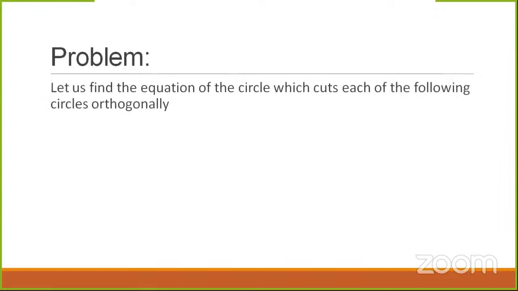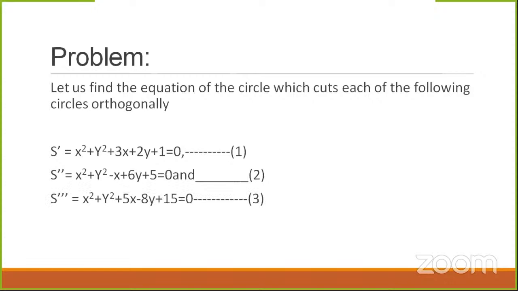Let us find the equation of the circle which cuts each of the following circles orthogonally. We have 3 circles like we had in the previous discussion, but these are not general. Specific values are given for g and c, following the same theory that we have discussed. Let us take H dash equal to 0 as equation 1, H double dash equal to 0 as equation 2, H triple dash equal to 0 as equation 3.